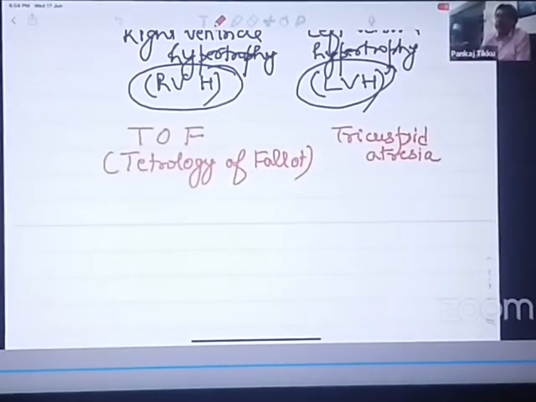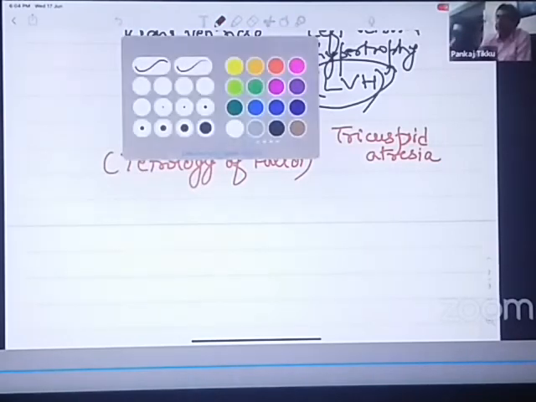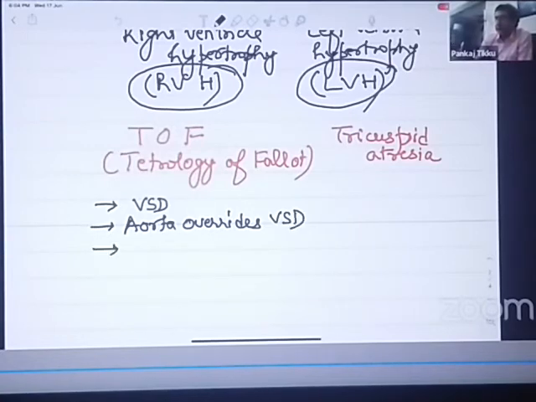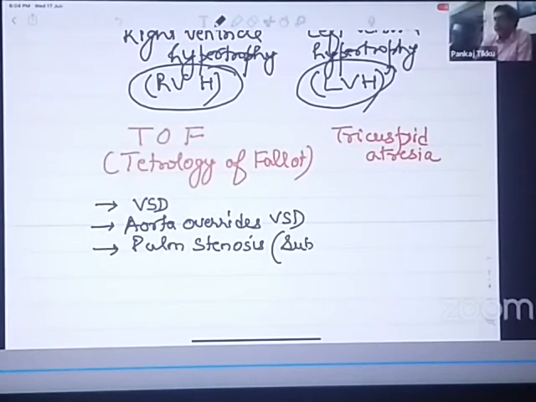Why is tetralogy of Fallot known as tetralogy? Because there are four important components of tetralogy of Fallot. Which are the four components? The first component is a ventricular septal defect. The second component is a large aorta which overrides, which starts from just above the ventricular septal defect. The third component is a pulmonary stenosis, which usually is subvalvular pulmonary stenosis.